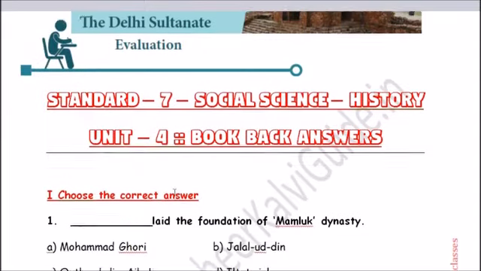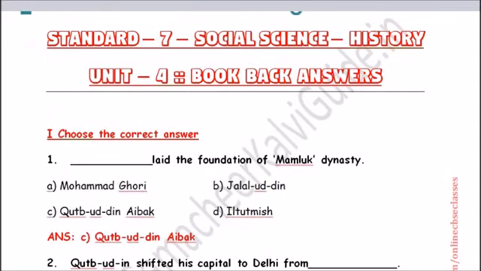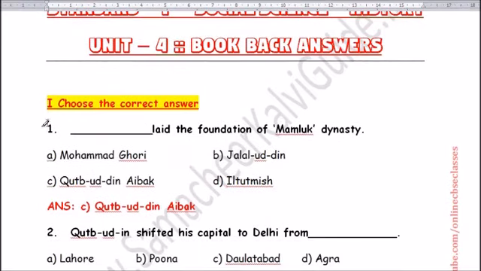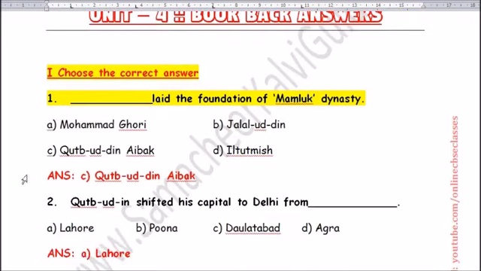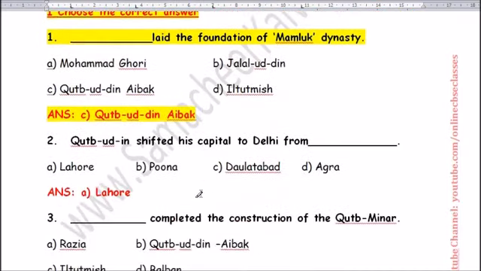Roman number 1. Choose the correct answer. Question number 1. Dash laid the foundation of Mamluk dynasty. Options are option A Muhammad Ghori, option B Jalaluddin, option C Qutbuddin Aibak, option D Iltutmish. The correct answer is, yes, correct, it is Qutbuddin Aibak.